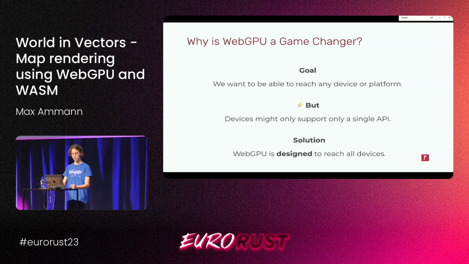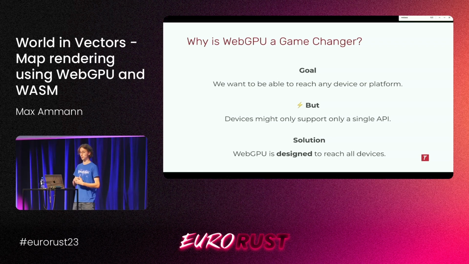And in my opinion, specifically for map renderers, it is really a game changer because you want to fulfill this goal of reaching any device or any platform, and your device maybe only supports one graphics API. And in my opinion, the real fundamental thing about WebGPU is that it is designed from the ground up to fulfill this goal, to run on any device. And yeah, you could actually say it's the people who made the spec wanted to find the smallest common denominator between all GPUs. And in my opinion, they made a pretty good job in doing that.